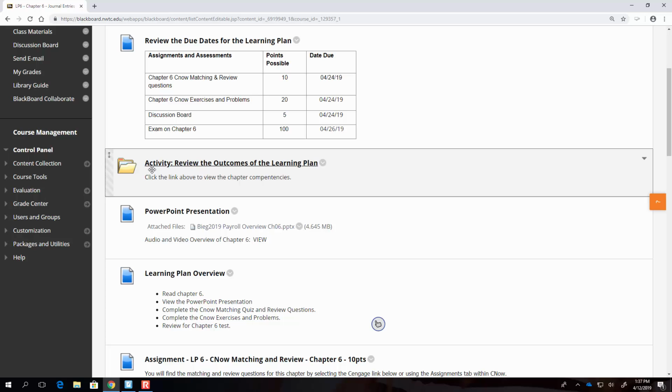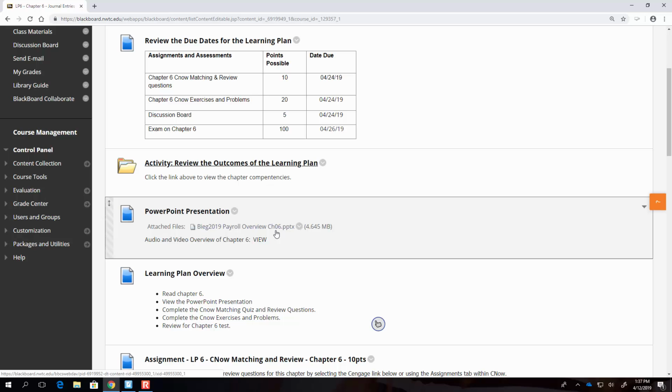It's chapter 6, and the assignments are due after Easter, April 24th, with our exam to be completed by April 26th. So for this particular chapter, I'm going to follow the PowerPoint that's here in our Blackboard shell, the slides anyway, and just go over a quick review of some of those items found within the chapter.